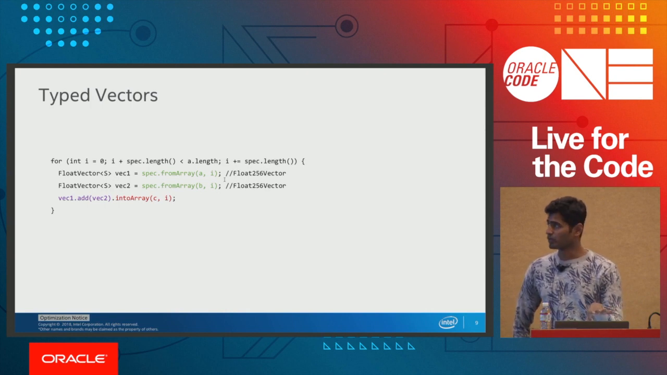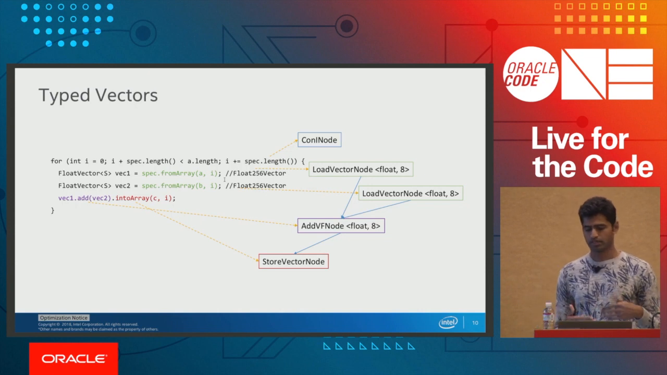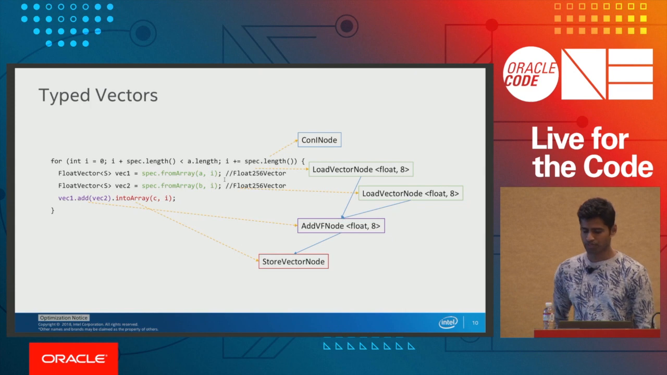When this piece of code gets compiled, HotSpot can recognize the vector API calls. And along with other optimizations, it can replace the vector API calls with special nodes which we have defined. So as shown here, spec.length is replaced by a constant integer node.